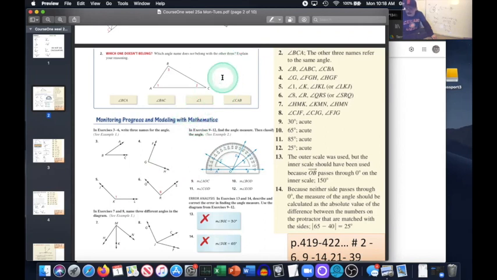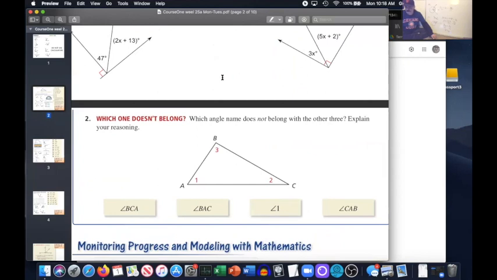Okay. So this first piece right here, well, angle 1 is right here. And if you want to use three letters to represent the angle here at A, you would put the A in the middle. So the one on the left has a C in the middle, which means it's referring to the angle 2. So that's the only one that doesn't belong with the other three because it's referring to a different angle. The other three are referring to the angle here at 1, or you want to call it the letter A.